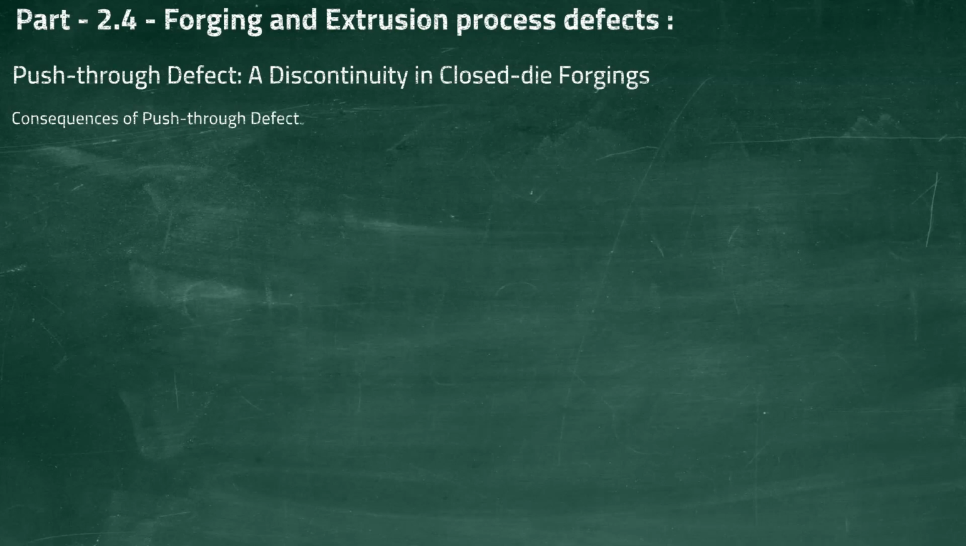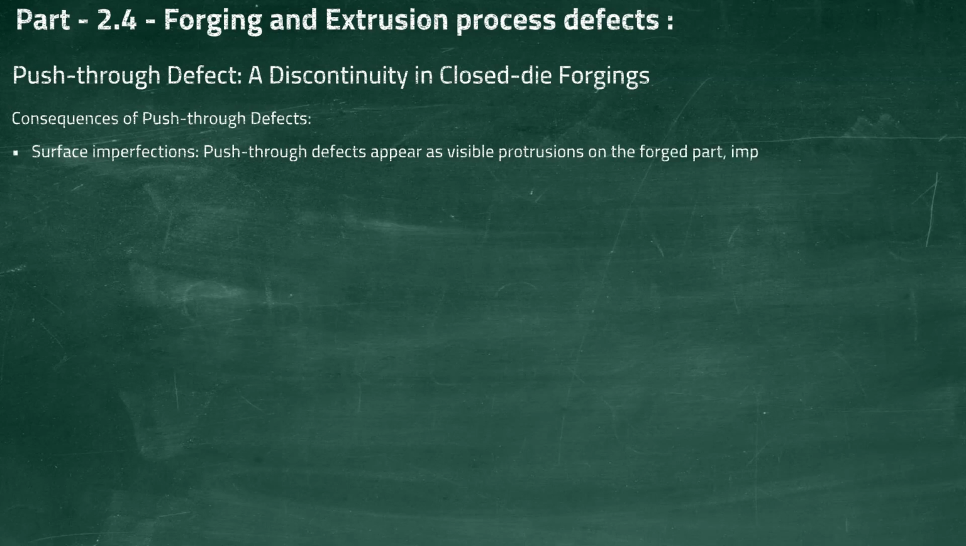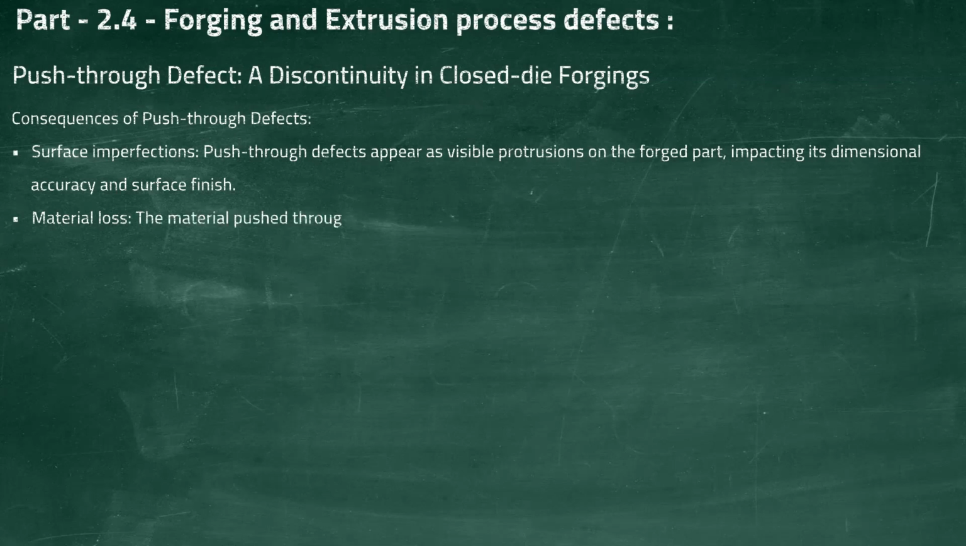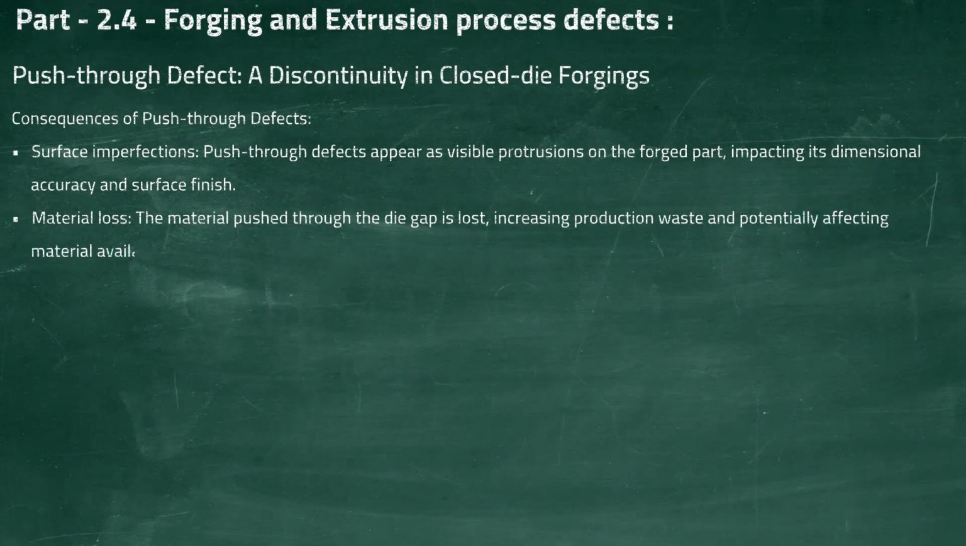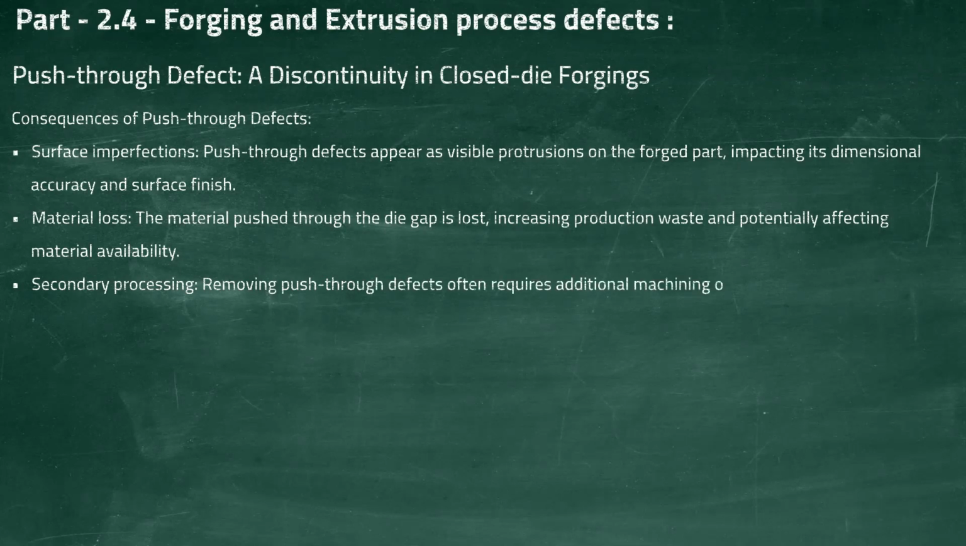Consequences of push-through defects. Surface imperfections. Push-through defects appear as visible protrusions on the forged part, impacting its dimensional accuracy and surface finish. Material loss. The material pushed through the die gap is lost, increasing production waste and potentially affecting material availability. Secondary processing. Removing push-through defects often requires additional machining or grinding, increasing production time and cost.